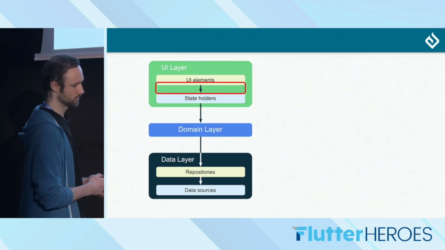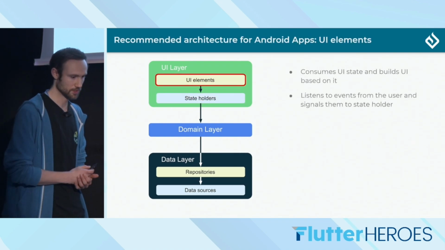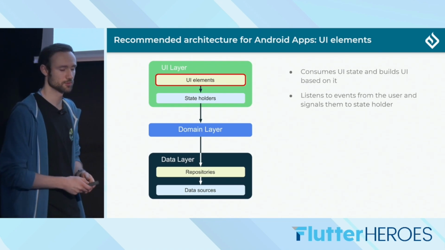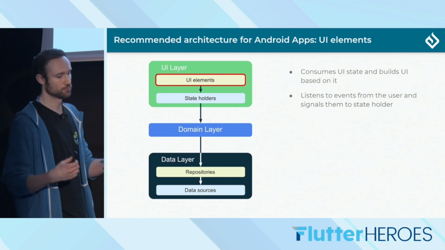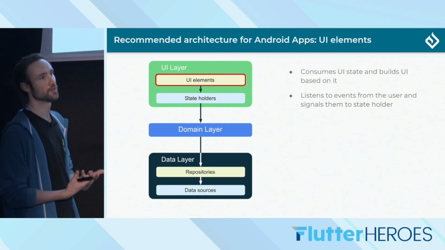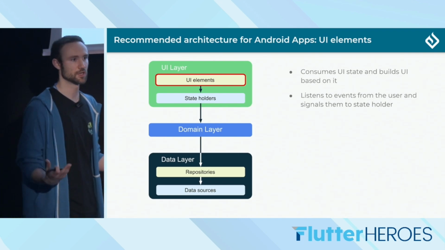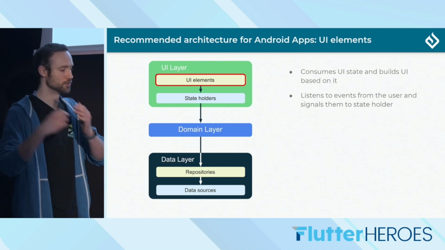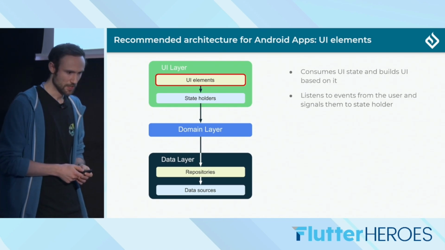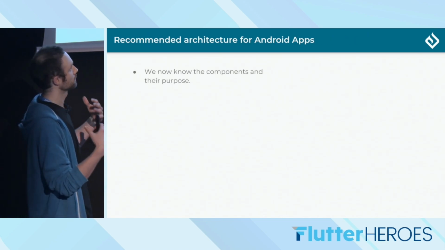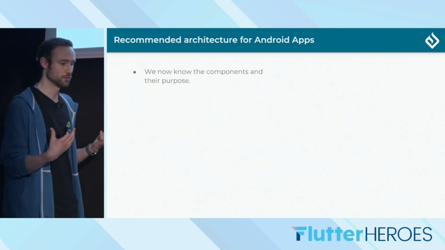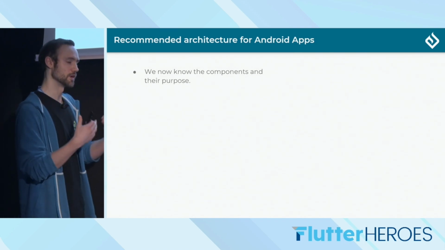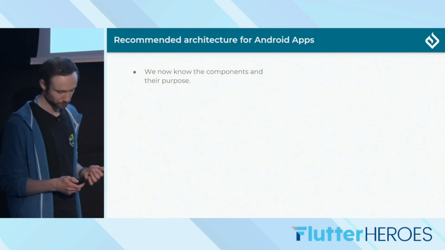And now the last component, these are the UI elements. These are our widgets as we know them inside our screens. They consume this UI state, build the UI based on it, and then in the end, when something is happening, it fires or submits the event to the stakeholder again. So now we have seen in a basic and theoretical way what components we would have inside this recommended architecture and what their purpose is.